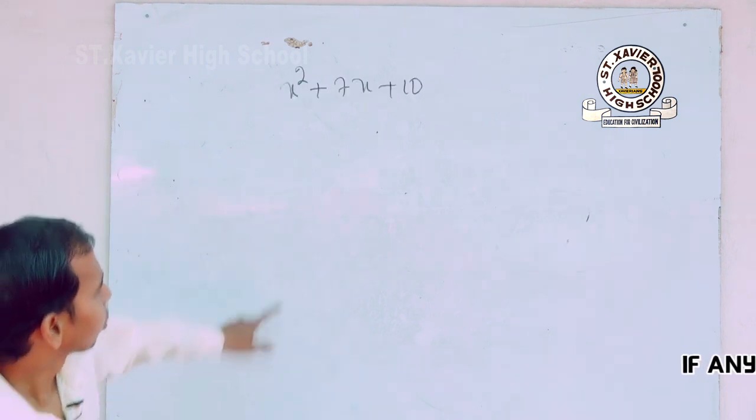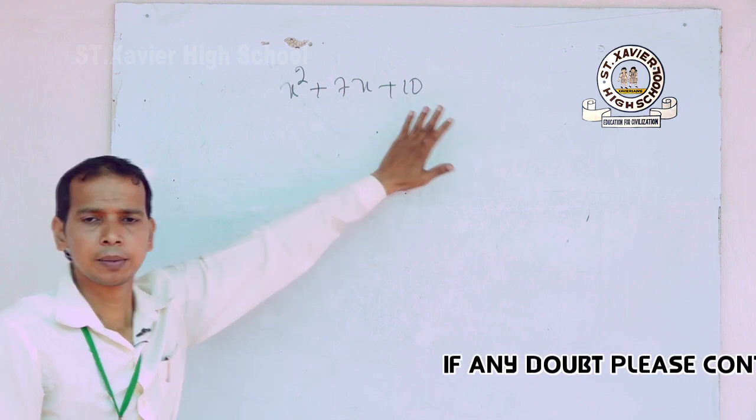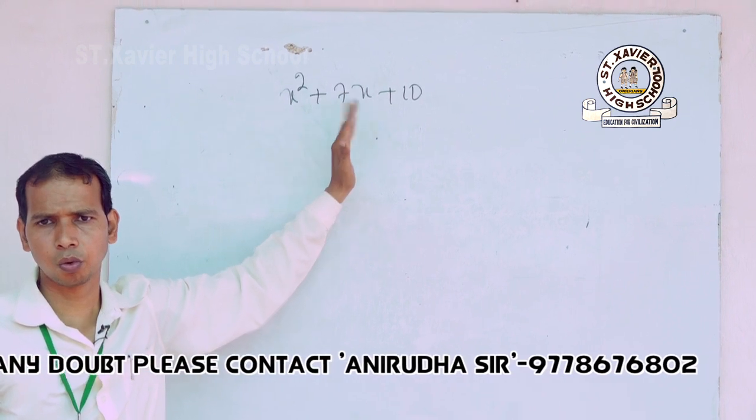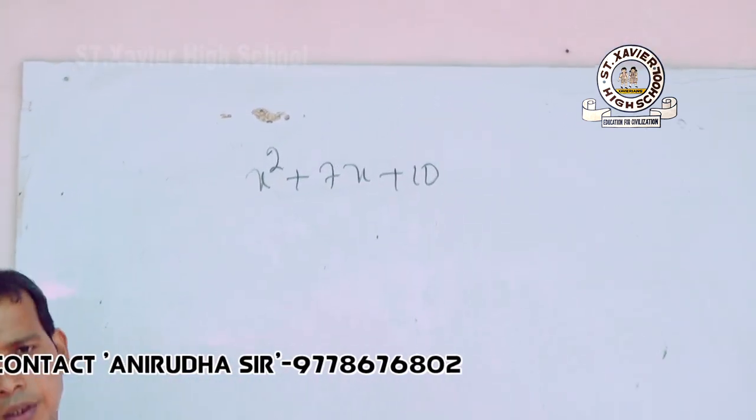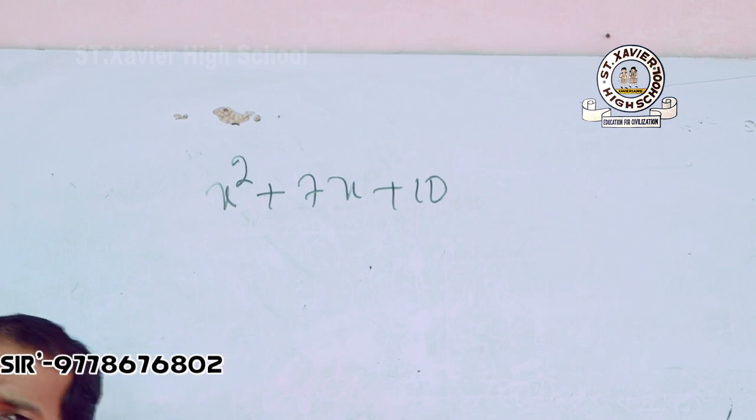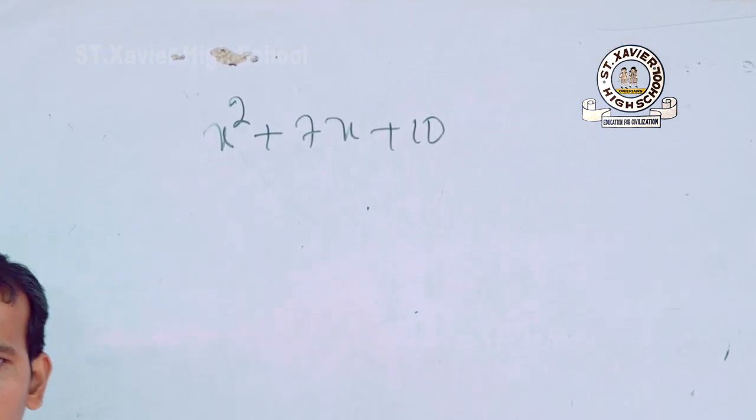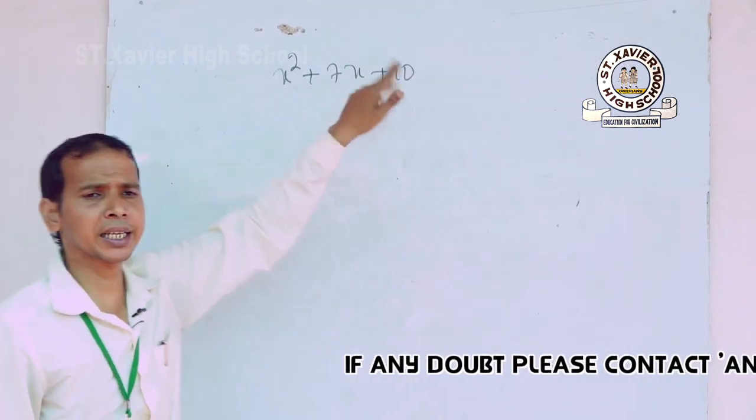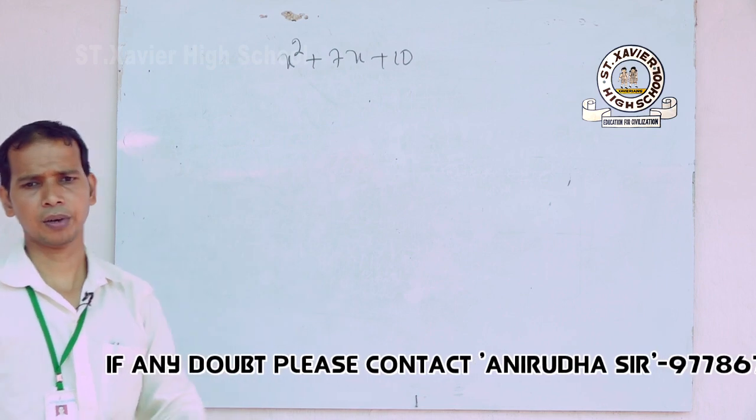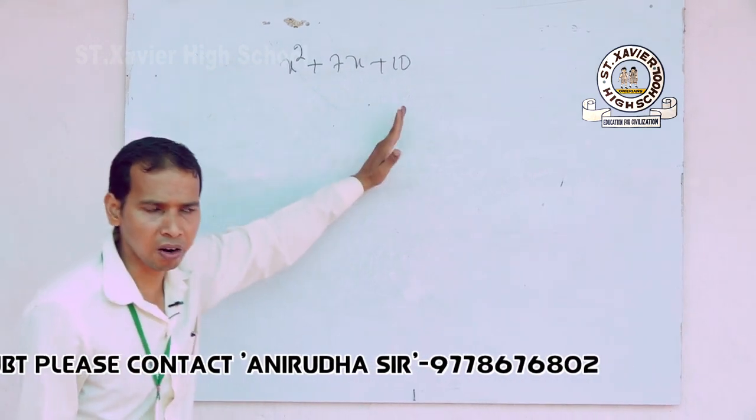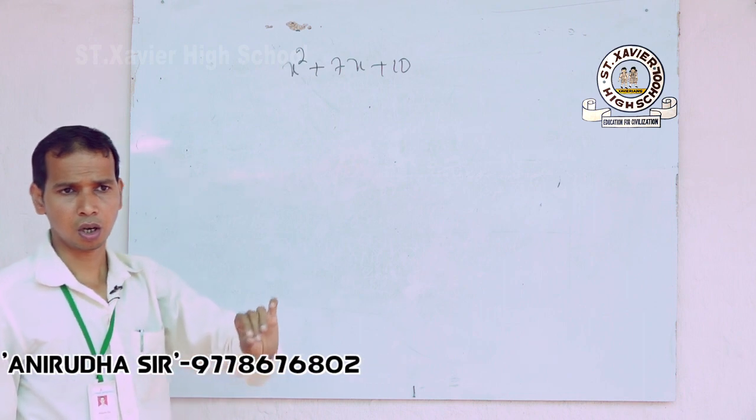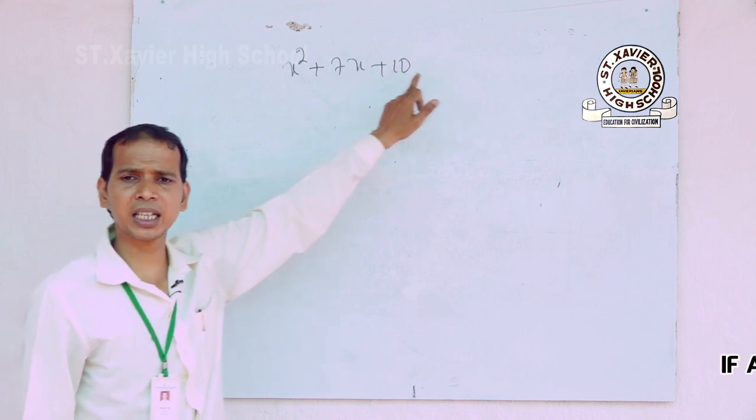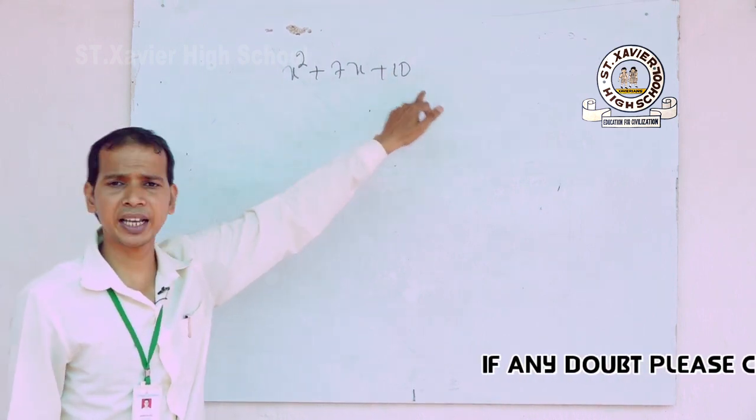Listen, x square plus 7x plus 10 is an example of a quadratic polynomial. First we factorize this by any method, or by the error and trial method we can find the zeros here, or by splitting the middle term we can also find the zeros. First we find the zeros of this polynomial. Look here, x square plus 7x plus 10.